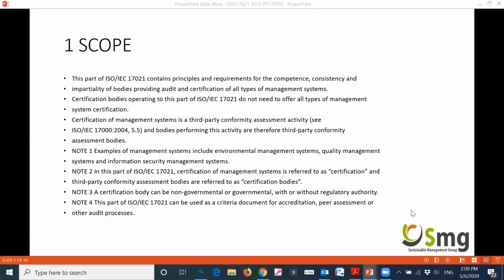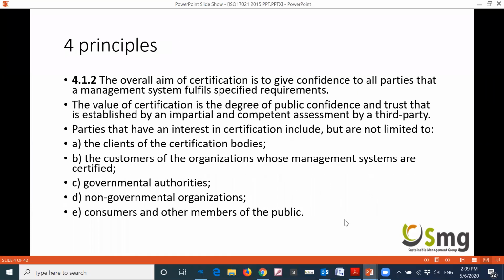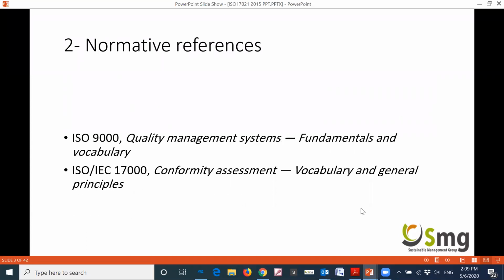As you know, as SMG, we are already providing a range of certification standards: 9001, 14001, 45001, 27001, 20000-1, 223001, 22000, 21001 and 37001. We are accredited now, and this is part of our accreditation process to have this ISO 17021 session.